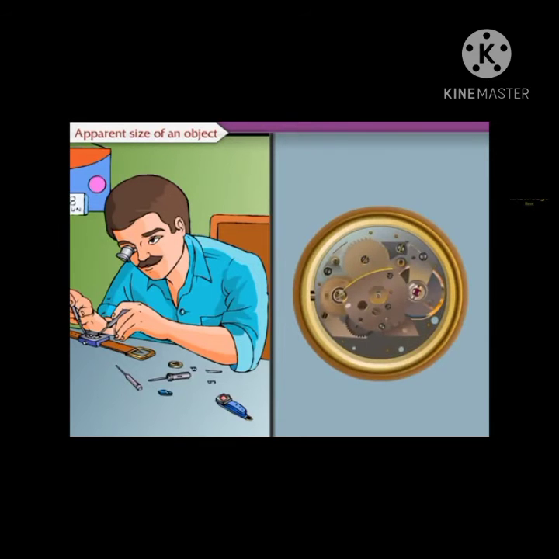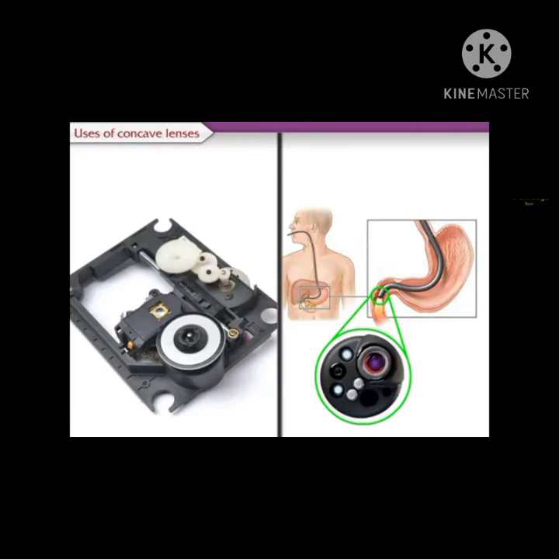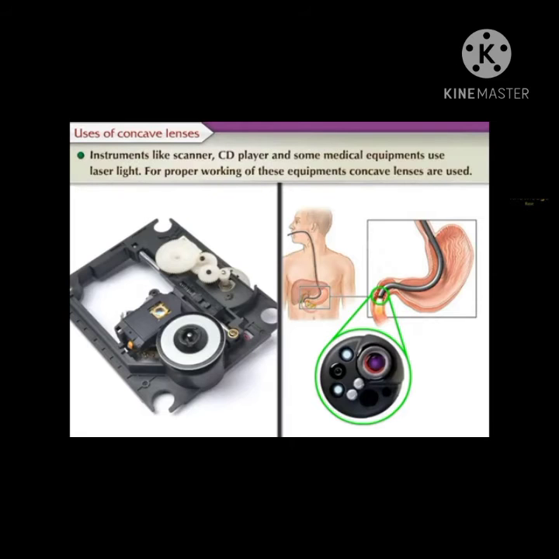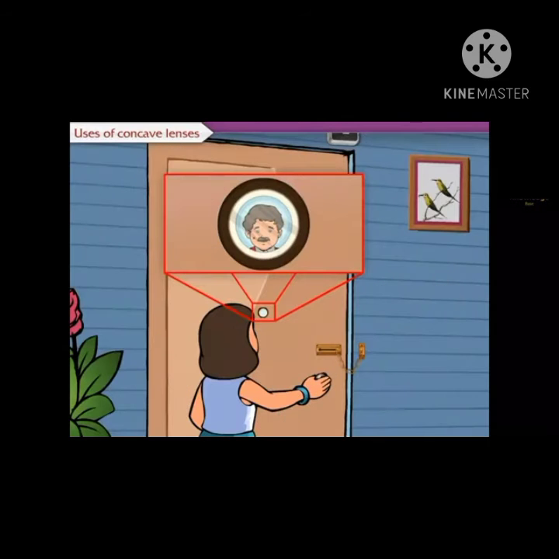Come now, let us study the uses of concave lenses. The uses of concave lenses are as follows. 1. Instruments like scanner, CD player and some medical equipment use laser light. For proper working of this equipment, concave lenses are used.